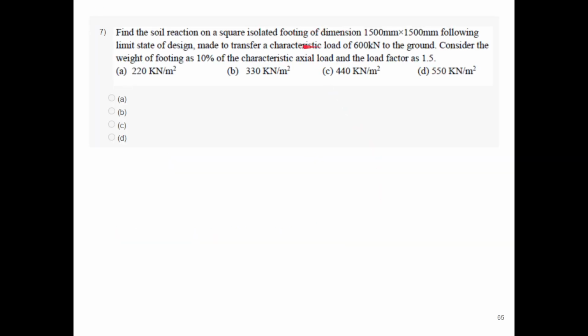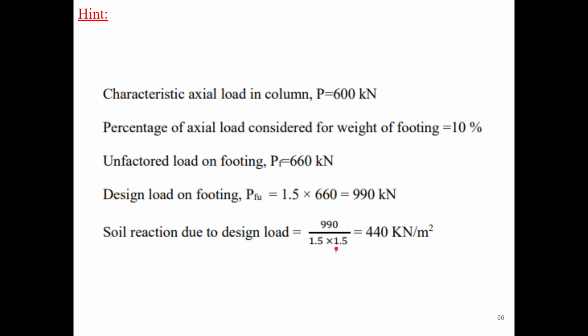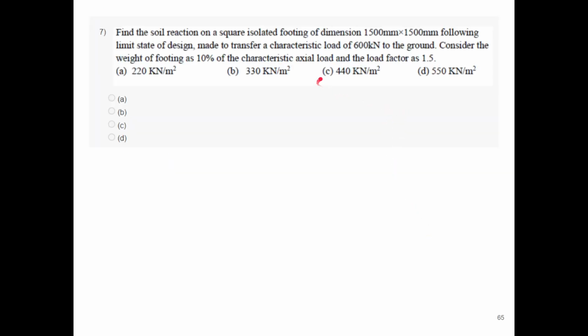And the dimension of the isolated square footing is 1.5 meter by 1.5 meter. So the soil reaction due to design load will be 990 by 1.5 square, which is 440 kilonewton per meter square. As you can see, 440 kilonewton per meter square is given in option C. So C is the correct option.